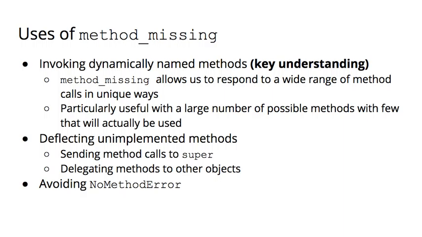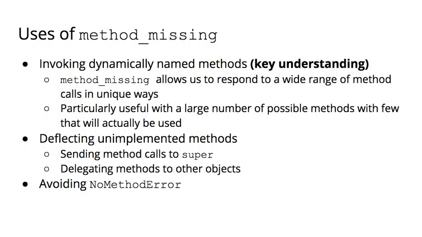meaningful information. So method missing is especially useful when you have a large number of potential method calls, meaning that it doesn't make sense to try and go in and write explicit implementations of all of those methods, but maybe you're not actually going to be using all of them, so you especially don't want to waste your time with that.